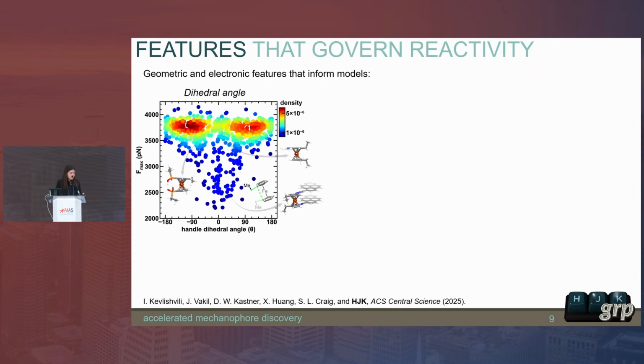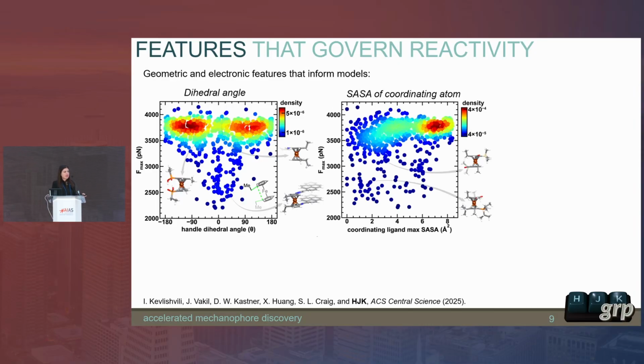So one of the things that I sort of skipped past is the fact that our model, in order to be low cost, was trained only on the molecular graph of the molecule. And so you might expect sterics to play a really large role in this, and indeed that's what we find. So there are other features like dihedral angle. So basically, depending on how aligned the way we pull on the molecule is, alters its force.